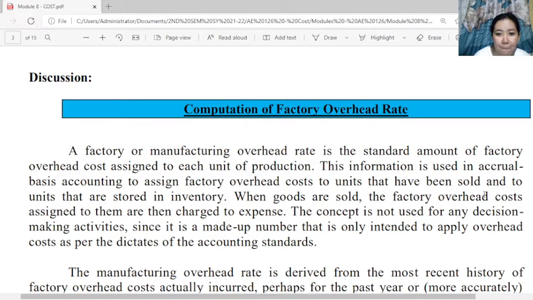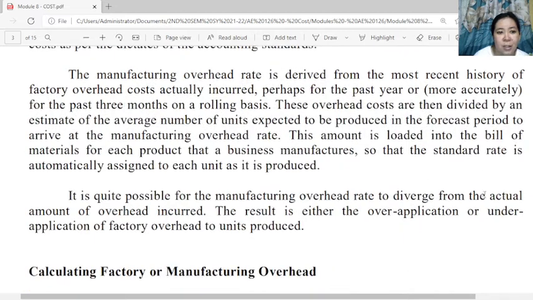When we look into the factory overhead costs, these are indirect costs, and this is more of a standard amount than an actual amount. Although there is an actual amount, the preciseness of the determination of this cost is not that much. That's why an estimated amount is only used for factory overhead costs. The manufacturing overhead rate is derived from the most recent history of the cost actually incurred, perhaps for the past year or, for a more accurate basis, for the past 3 months. This is on a rolling basis. This overhead cost will be divided by the estimate of the average number of units expected to be produced in the forecast period to arrive at our manufacturing overhead rate.